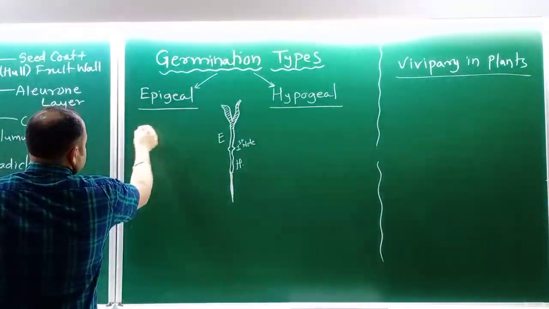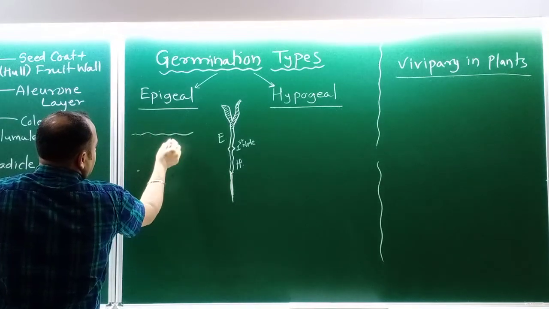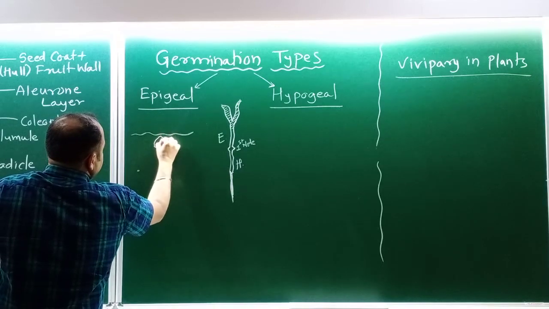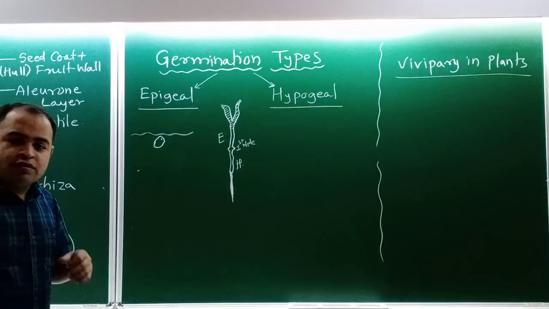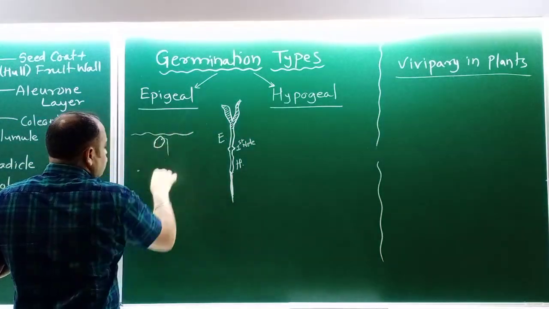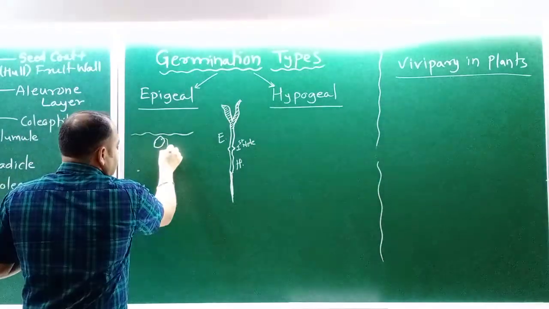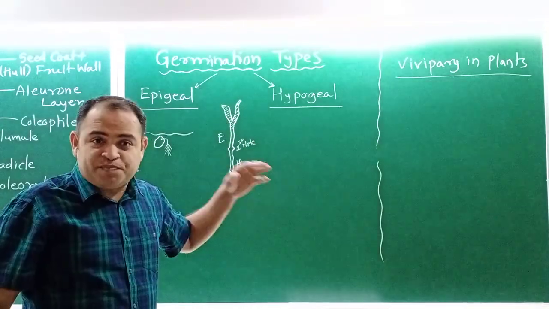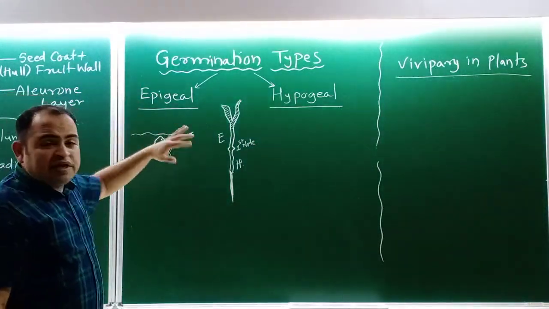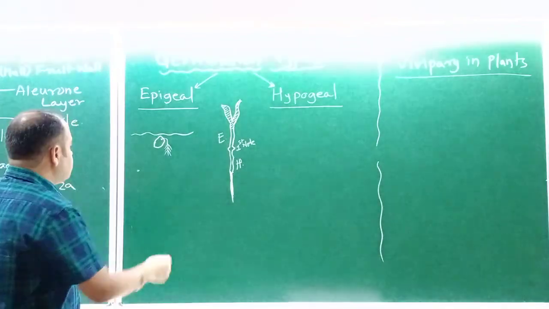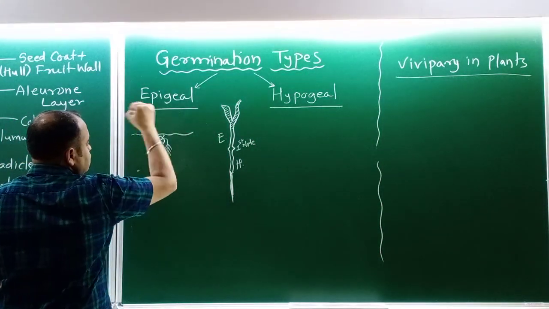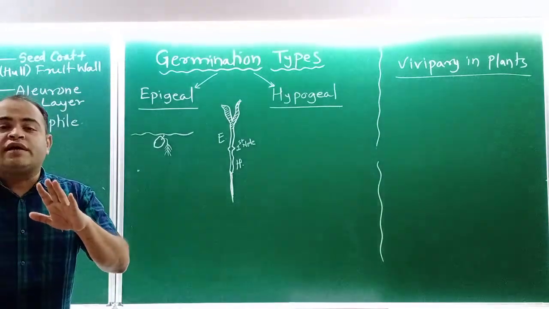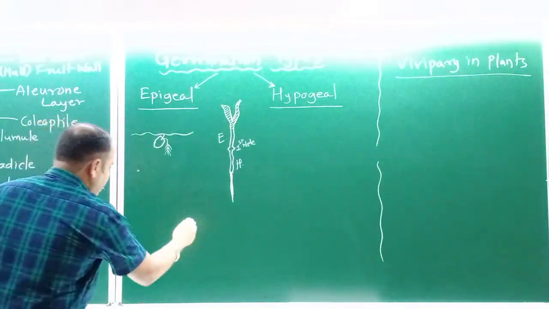For example, suppose this is soil layer, and if you put a typical seed over here, what will happen? The radicle will grow first. So this radicle, if it is growing, then you can expect that now there will be a development of plumule. Slowly the plumule will grow like this. Now understand the end result of this particular epigeal type of germination is somewhat like this.